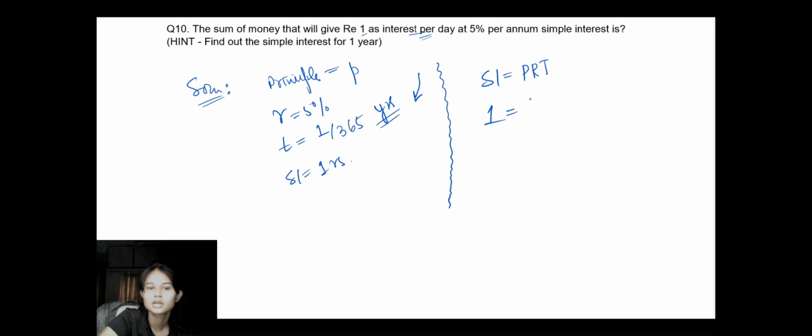1 equals P into R into 1 by 365 into 1 by 100. So coming to 5, 5 7s are 35, 5 3s are 15. Now principal is 7300.